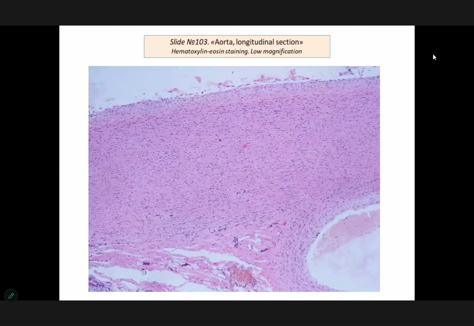Another preparation which you should draw in your albums, and it will be discussed in class: aorta on longitudinal section, stained with hematoxylin eosin at low magnification. Tunica intima, tunica media, very thick, and tunica adventitia with blood vessel, nerve, and this is the section of the first branch of aorta. So this will be the section through the artery of mixed type. Aorta itself is the artery of elastic type, and this one is mixed artery.